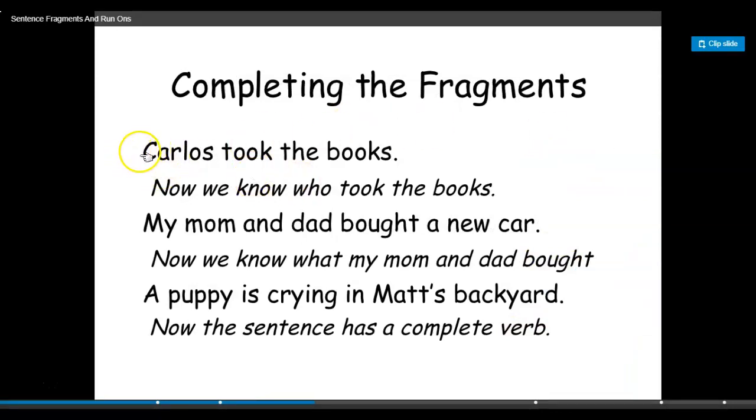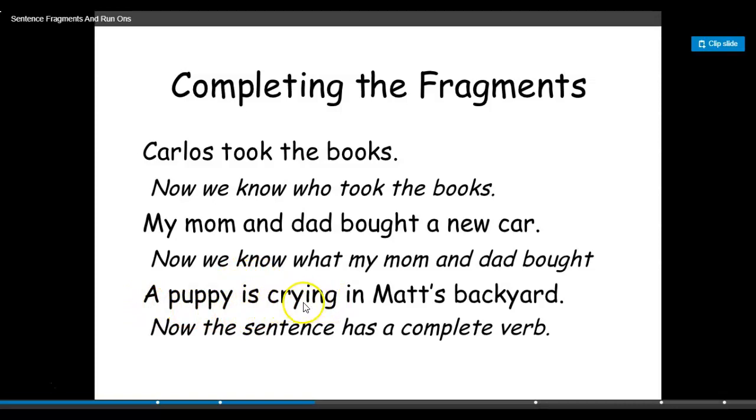So now we can add, we had took the books before. We added Carlos. Now we know who took the books. Carlos took the books. Before we had mom and dad. So my mom and dad bought a new car. Now we know what mom and dad did. It's a complete thought.